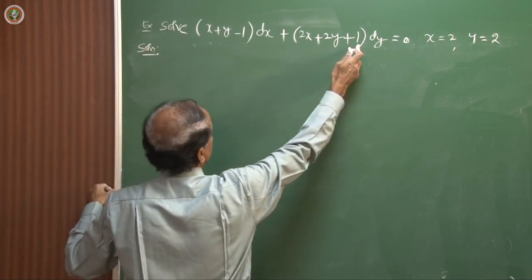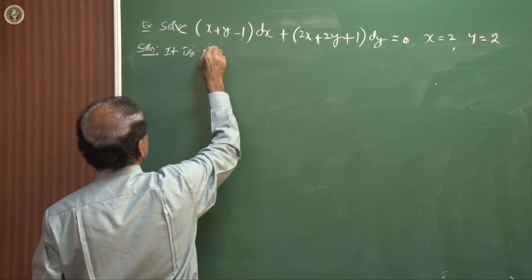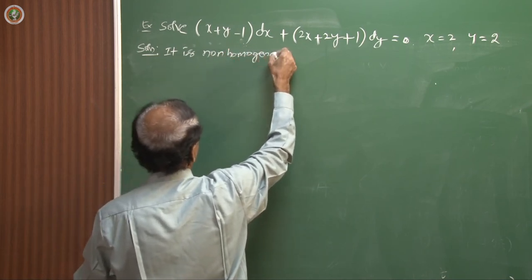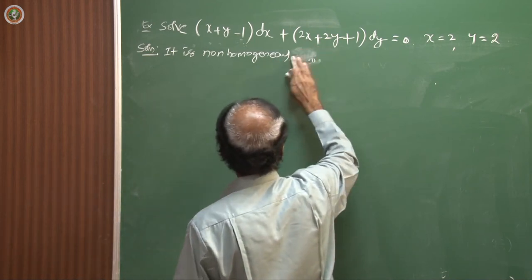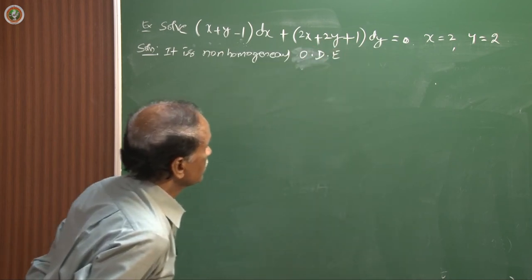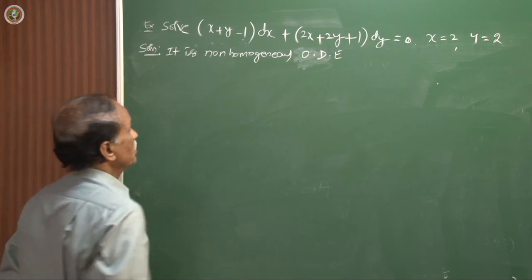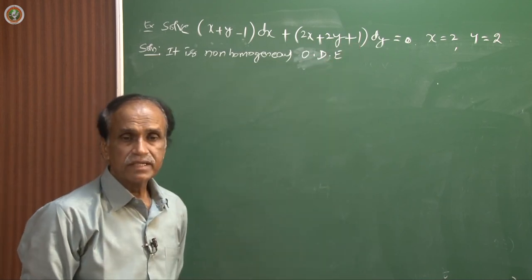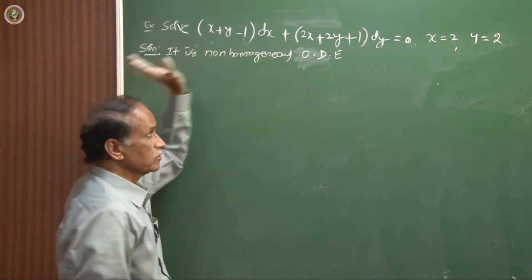Because once again, because of these two terms presence, it is a non-homogeneous. Directly write, it is non-homogeneous. It is non-homogeneous, you can call it as ODE, non-homogeneous ODE. If it was homogeneous, for example, if minus 1 and plus 1 in these two locations were not there, then what degree you can expect? Degree is 1, because x degree 1 and y degree 1, and same thing in that bracket also.